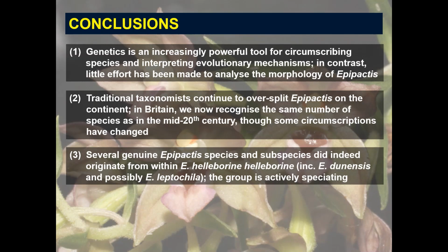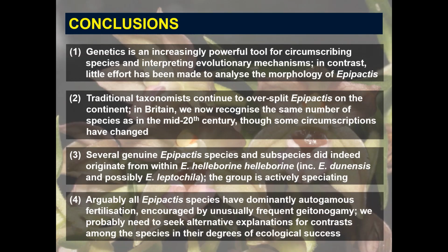I was really pleased to see that several genuine Epipactis species, some British, some continental, did originate within Epipactis helleborine. Those include Epipactis junensis and possibly Epipactis leptochyle. And it's also interesting to see that the group is actively speciating. It may well be that in the not too distant future, Epipactis helleborine neerlandica is sufficiently distinct to be recognised as a species in its own right. I only hope there are still taxonomists alive to make that decision when it happens.